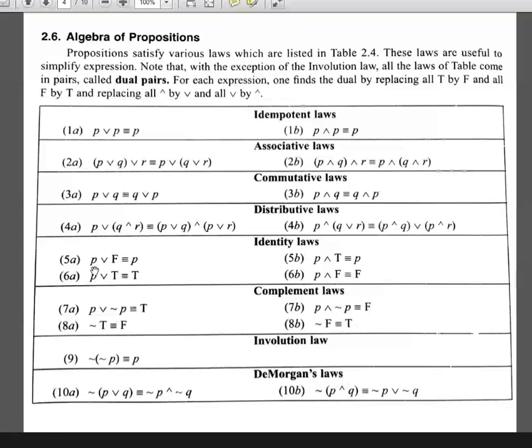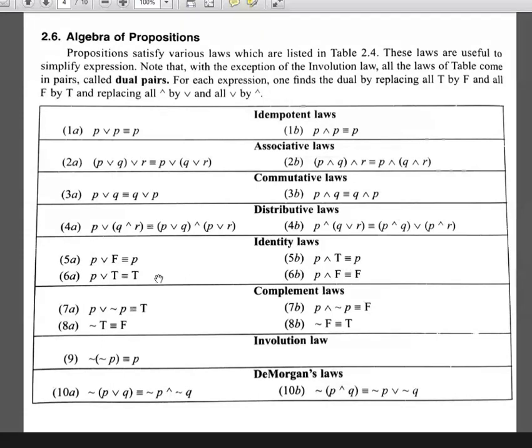If you take the disjunction of P with false, then it equals P. As I already told you, if you take any value's disjunction with false, it equals that value. Same in fifth B: if you take conjunction with true, it will also remain P. So these are some laws.